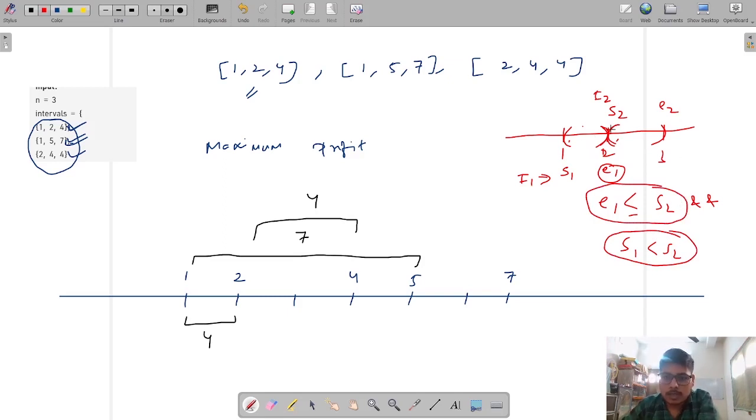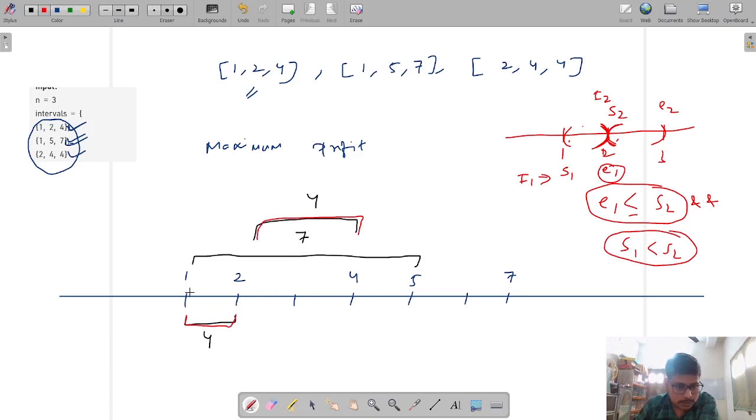That means the first interval, counting from left, is ending at 2, and the next interval is starting at 2. So these are non-overlapping intervals. Why? Because one is ending as the other is starting, so they can never overlap each other, right? So this interval and this interval are non-overlapping intervals.